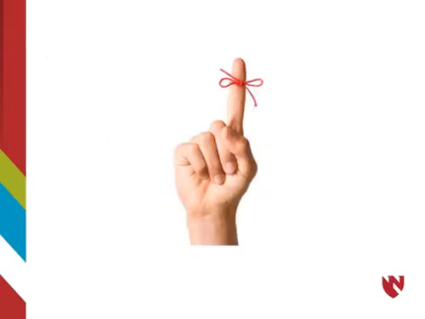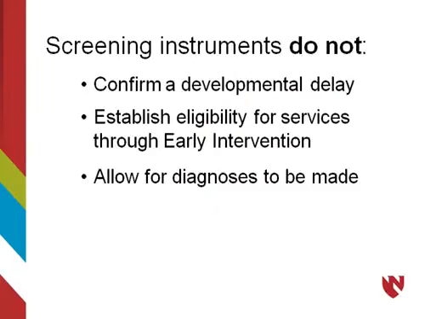So there's a few things to remember when you're thinking about screening instruments. Screening instruments do not confirm a developmental delay. If you think back to the Ages and Stages questionnaire and we looked at that gross motor domain, it was 6 questions that the parent was going to respond to as far as how their child is doing. You cannot say a child is developmentally delayed in gross motor based on 6 questions. So that kind of puts it into perspective for you. We can't confirm or diagnose with a screening instrument.